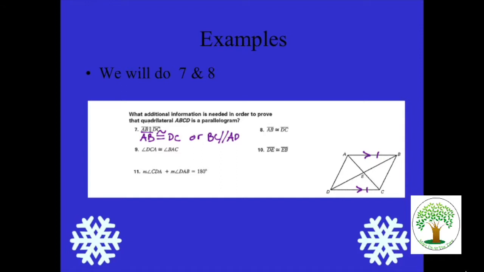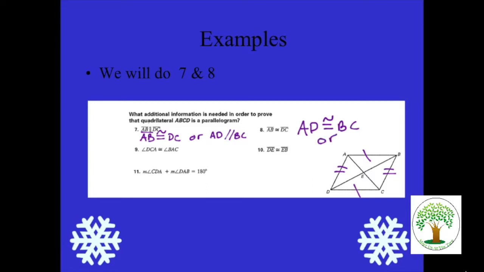Hallelujah. Okay. Number 8. Are we ready for number 8? By the way, you didn't have to write both of these at number 7. You needed to write one or the other. I'm going to clear my drawing over here. Number 8. AB is congruent to DC. So we can do AD is congruent to BC, right? AD congruent to BC, yes.